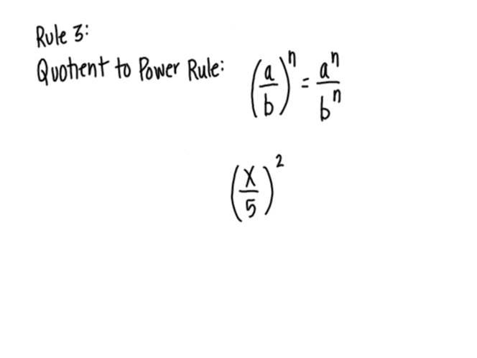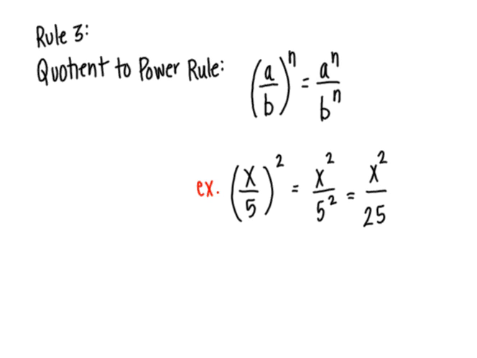Our third rule for this section is the quotient to power rule, and it says if I have a fraction raised to the n power, then I'm going to get the numerator to the n power over the denominator to the n power. So my quick example for this one is x over 5 squared. So that would actually be x to the second over 5 to the second, which would be x squared over 25.